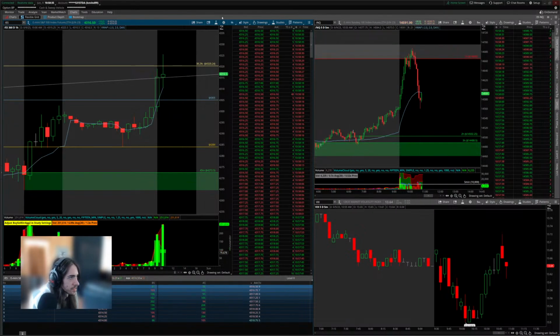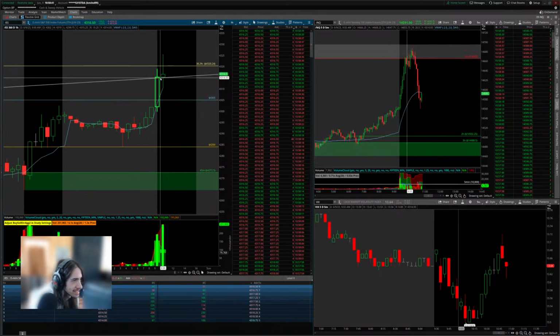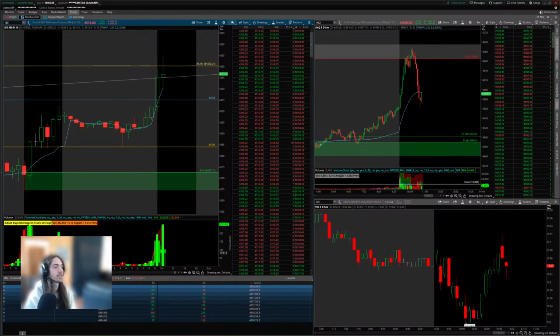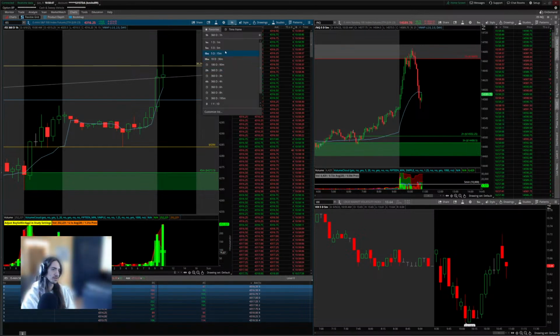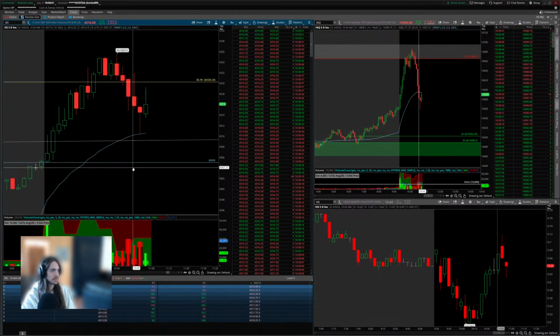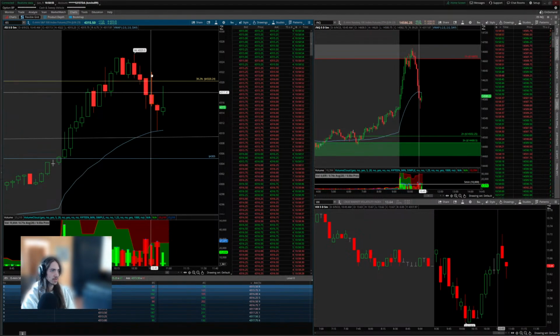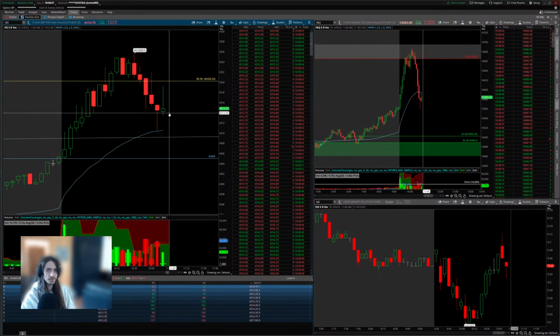Big rejection on here. If the candle closes red, that'd still be pretty bearish, considering. I think it's still gonna close green, however. So we will see. Look at that, big liquidity grab, guys. Just like it did right here. Don't fall for it. Don't be that liquidity.